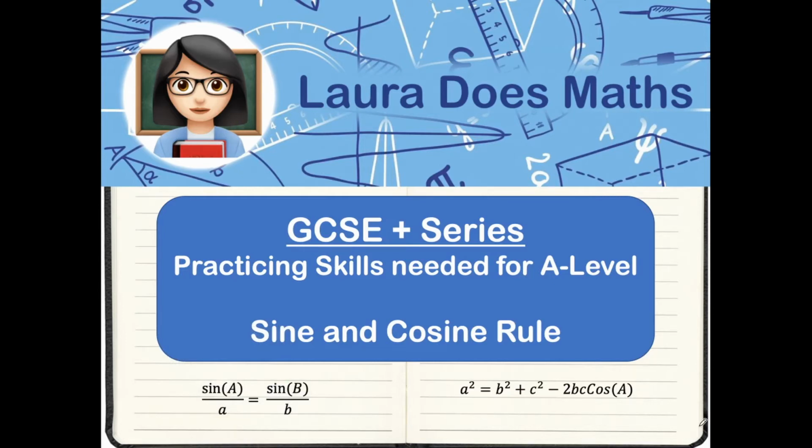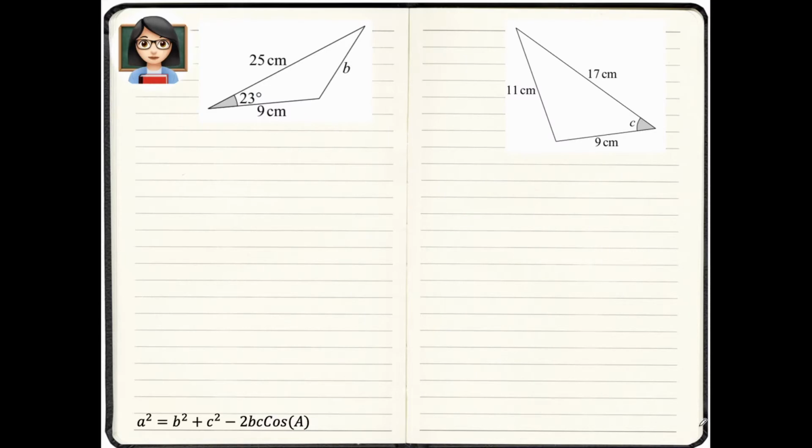We're still working on our GCSE Plus series, which is practicing our skills needed for A-level, and we're going to go through the cosine rule. So two questions with the cosine rule. First one finding a length, the second one finding an angle. Now I did say that I really like to write this formula up.